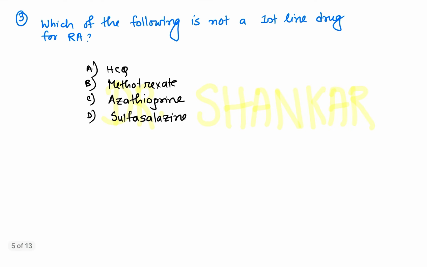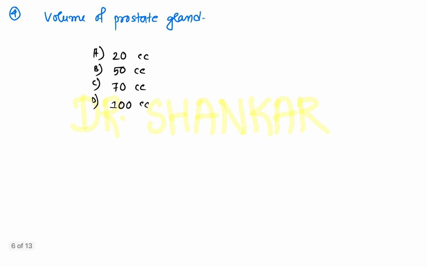Coming to question number 3, which of the following is not a first line drug for rheumatoid arthritis? Among the options, the answer will be azathioprine, and HCQ, methotrexate and sulfasalazine. These are the first line drugs for rheumatoid arthritis, but not azathioprine. Coming to question number 4, volume of prostate gland. So normal volume of prostate gland is near about 20 to 40 cc. Among the options given, the nearest and best option for this question is 20 cc. So volume of prostate gland is 20 cc.